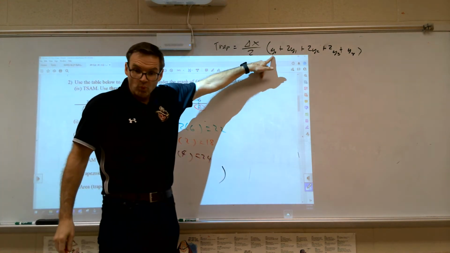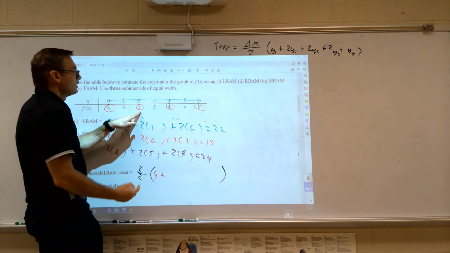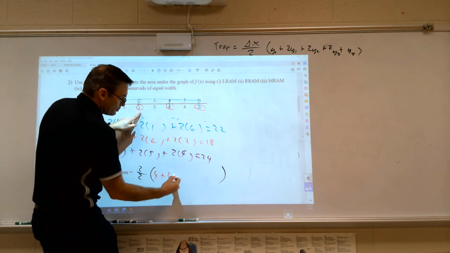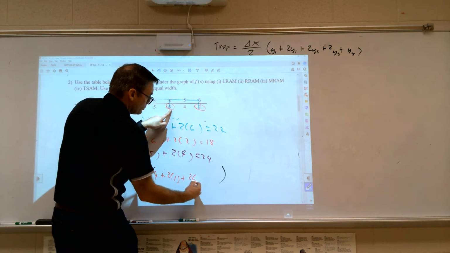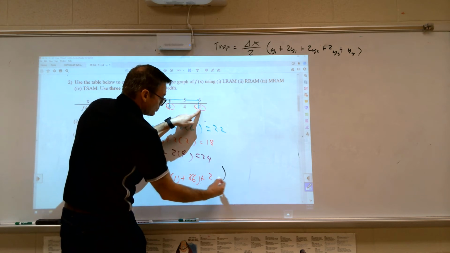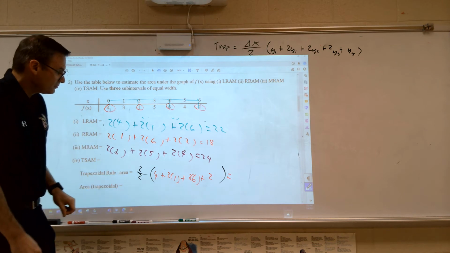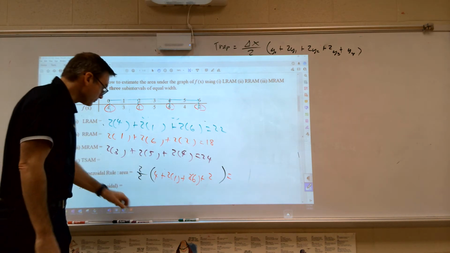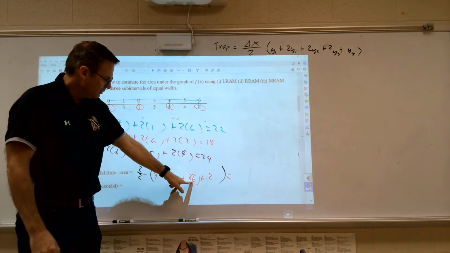So it says I want one of the first y values, so I want 1, 4. I want 2 of these, so that's going to give me 2 times 1. I want 2 of those, so that's going to give me 2 times 6. And then you always want one of the last, and it's going to give you a 2. And now I'm going to work this out.